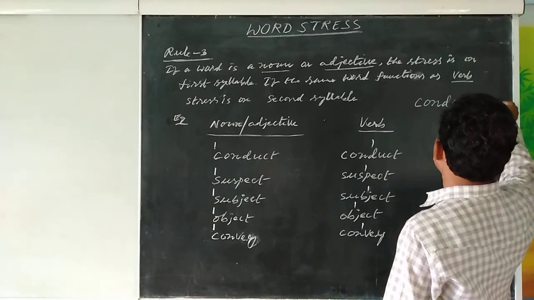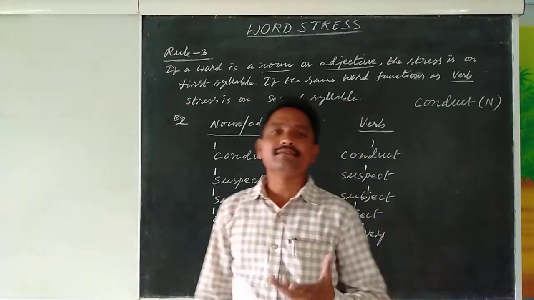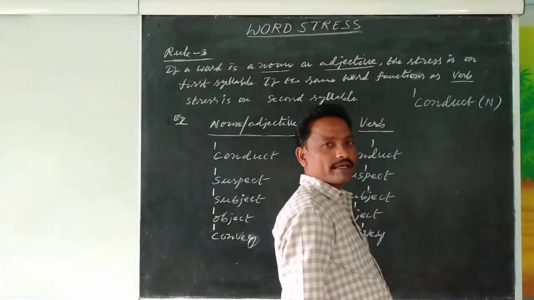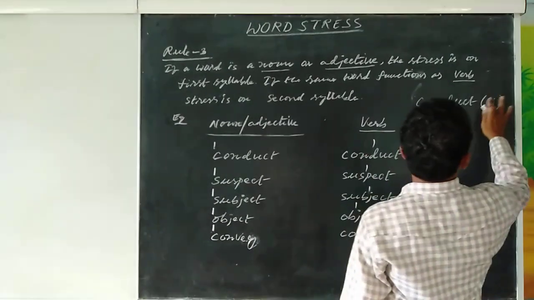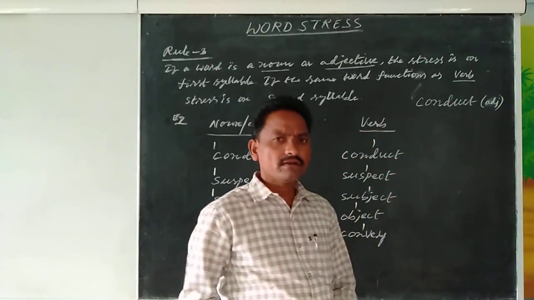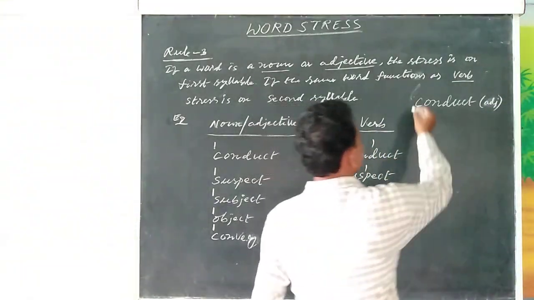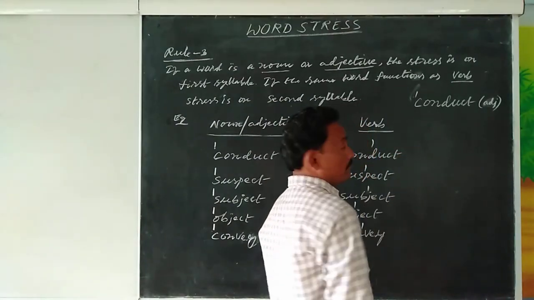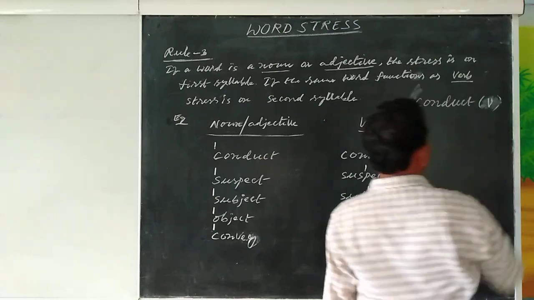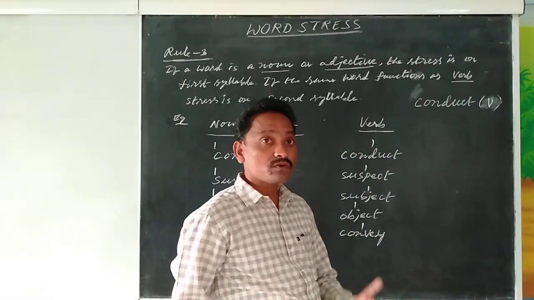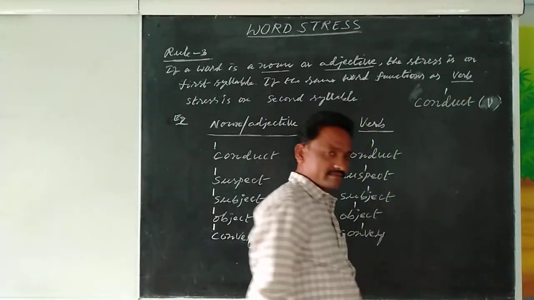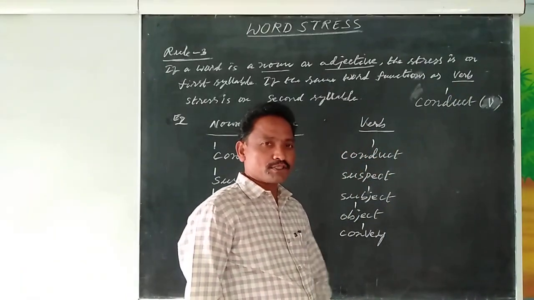Conduct. N means noun. No doubt, stress is here. Otherwise, in bracket, ADJ is given. ADJ means adjective. Here also, stress is on first. But sometimes V is given. V means verb. Now, stress placement is second. Conduct. Conduct. But don't fix it.